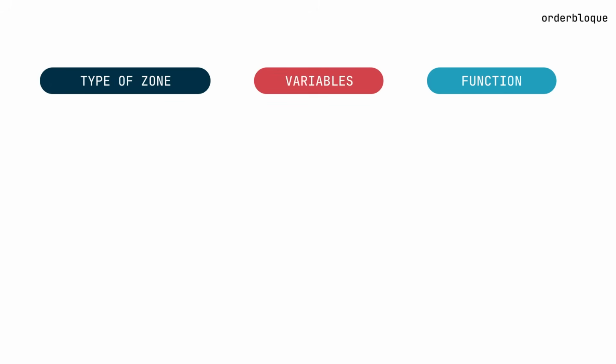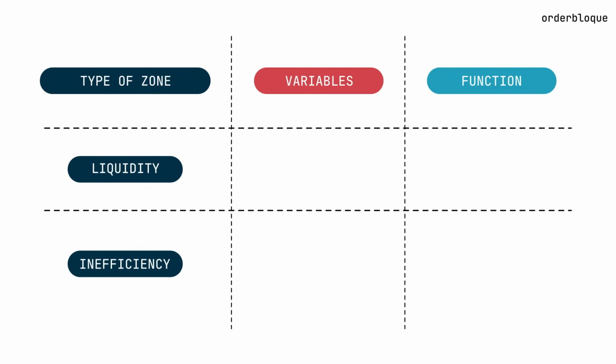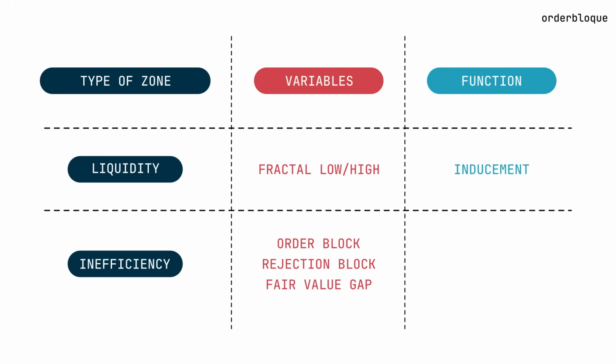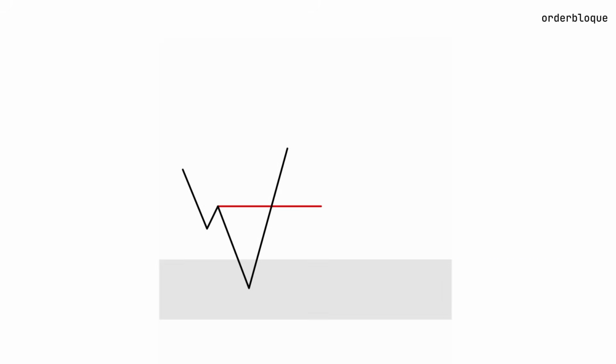Zones of interest, in turn, are divided into two types: liquidity zones and inefficiency zones. It's important to understand that the same variables can describe both the type of zone and its function. For example, a fractal low or high belongs to a liquidity zone, but can also serve as an inducement function. I'll explain why later. Similarly, order blocks, rejection blocks, and fair value gaps belong to inefficiency zones, but have the function of volume confirmation. This is because they directly indicate areas where significant volumes come into play, making them crucial for confirming our ideas.